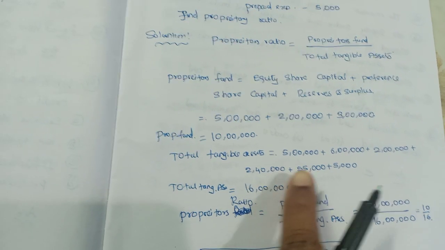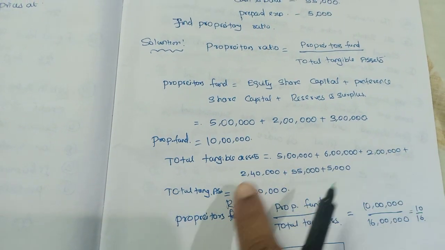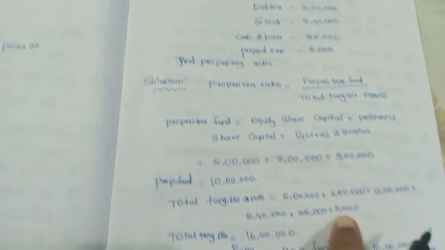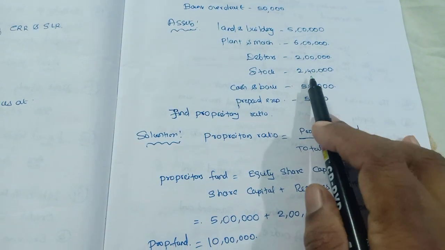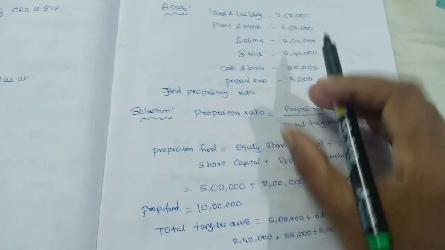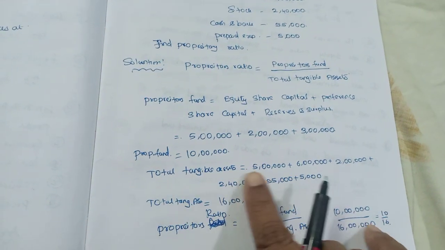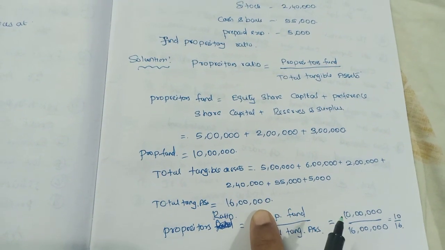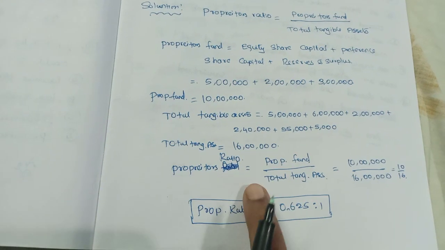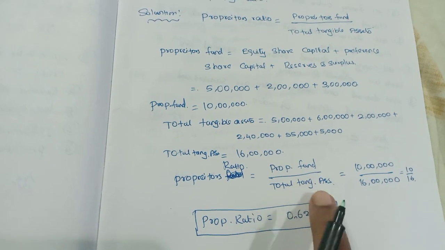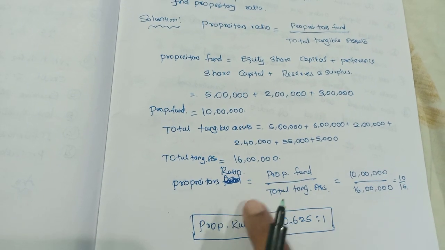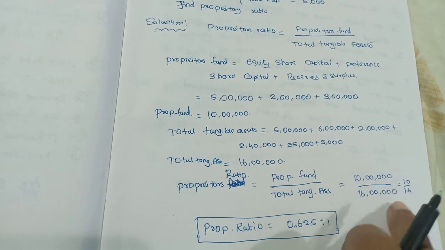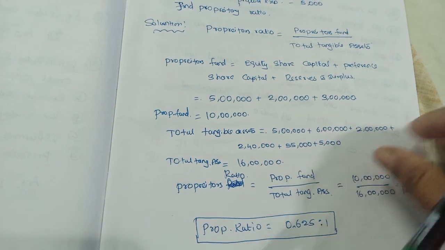Next, total tangible assets: 5 lakh plus 6 lakh plus 2 lakh plus 2 lakh 40,000 plus 55,000 plus 5,000. I am adding all this. So total tangible assets is 16 lakh. So the proprietary ratio is proprietor's fund divided by total tangible assets. Proprietor's fund is 10 lakh and total tangible assets is 16 lakh. So 10 divided by 16, we are getting 0.625:1.